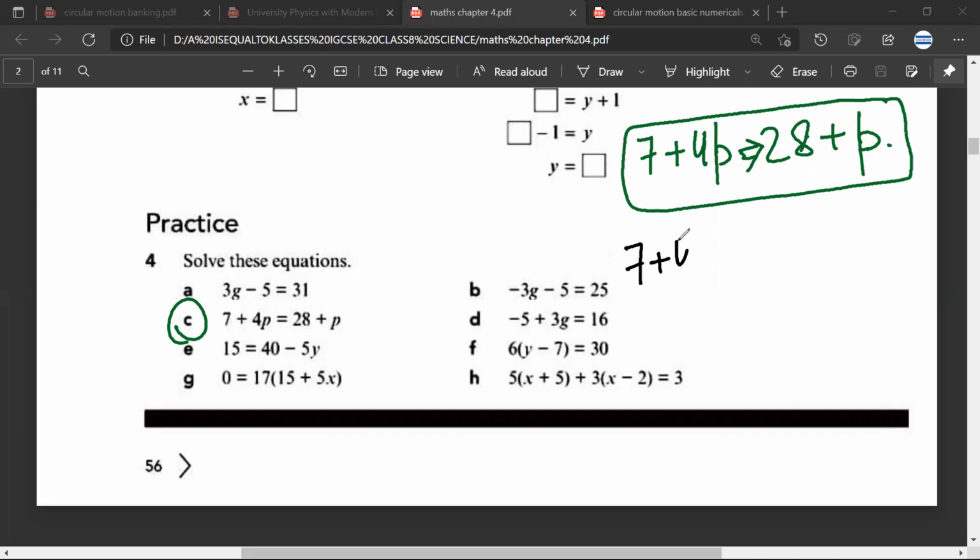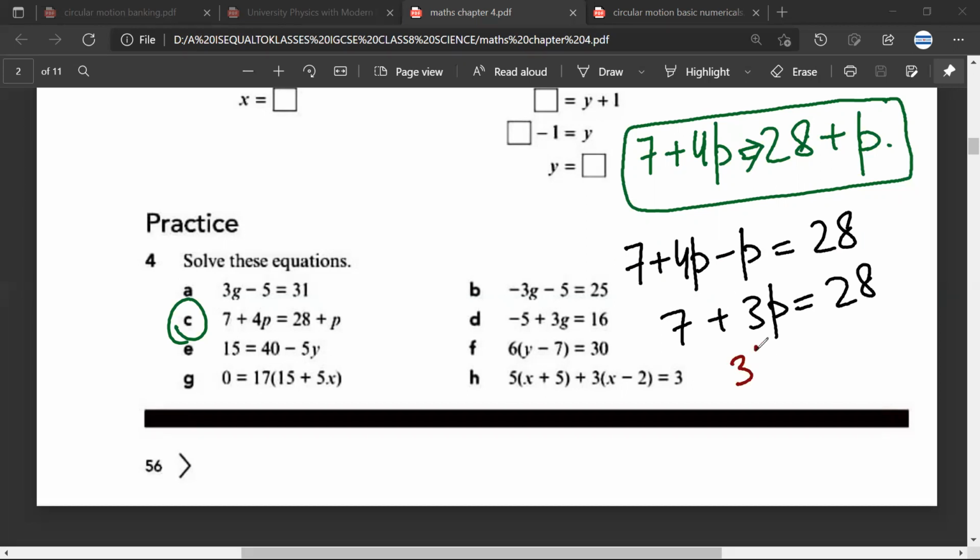What you have done is you have brought the p to the left hand side. So 7 plus 3p is equal to 28. What next, Satya? Then we have to take 7 to the right hand side. So it would be 3p is equal to 28 minus 7. Correct. So 3p is equal to 21. And then p is equal to 7. Correct.